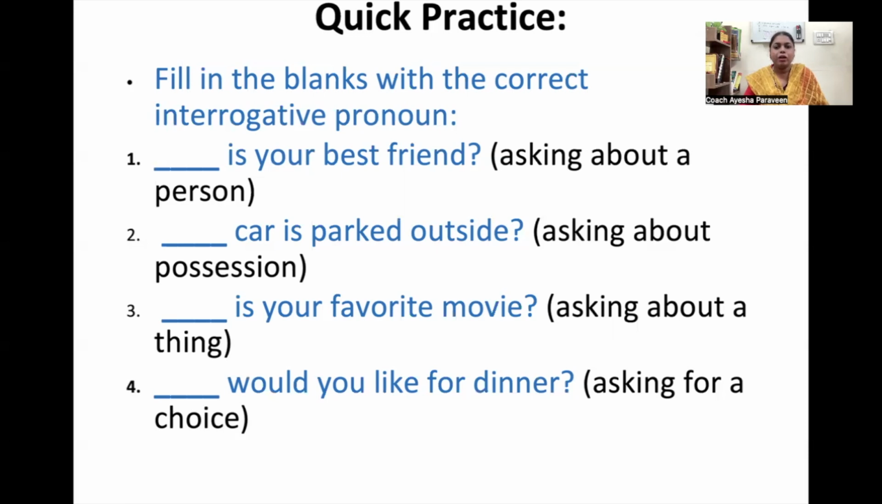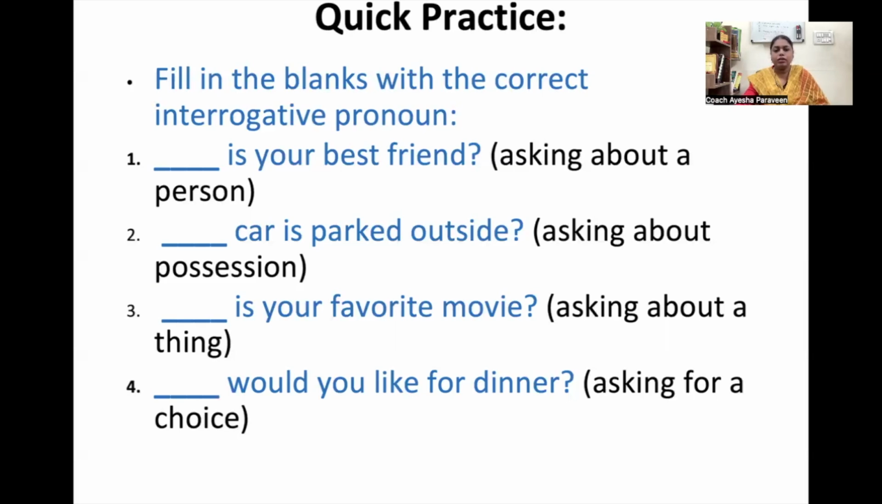Dash car is parked outside, asking about possession. When we are asking about possession, what word do we use here? Write down. Dash is your favorite movie, asking about a thing. What interrogative pronoun do we use here? Write down. Dash would you like for dinner? Asking for a choice. If there is a choice, what interrogative pronoun do we use?